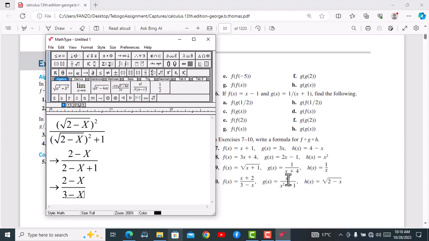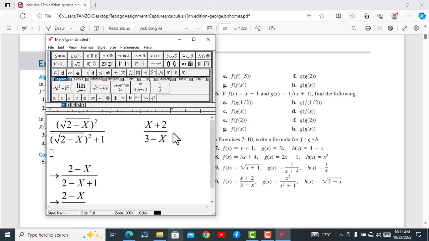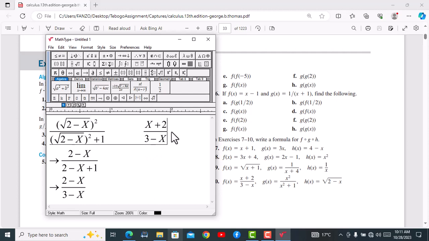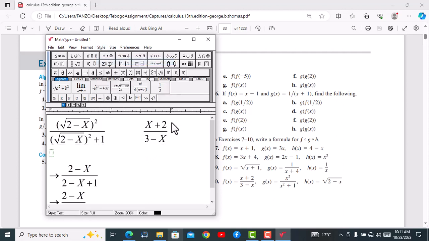What is this now? This is defining the function g at h at x. Now I'm going to use this and I'm going to define it inside of f. Right, so when I'm here, I have this x plus 2 over 3 minus x. In this function, let me just have an arrow. Very good. Let me take it backwards. There we go.